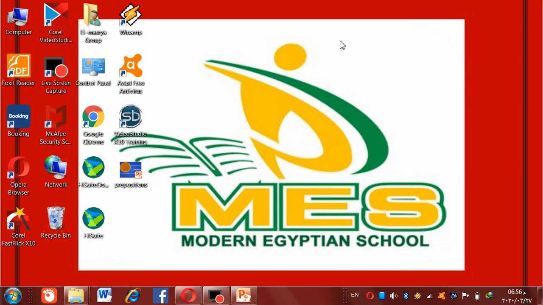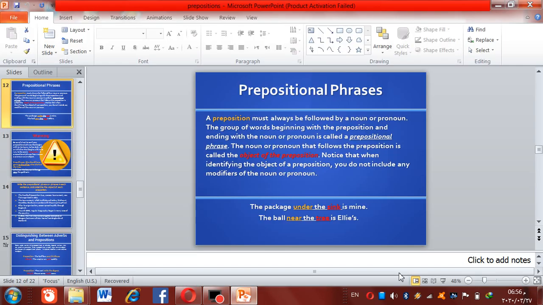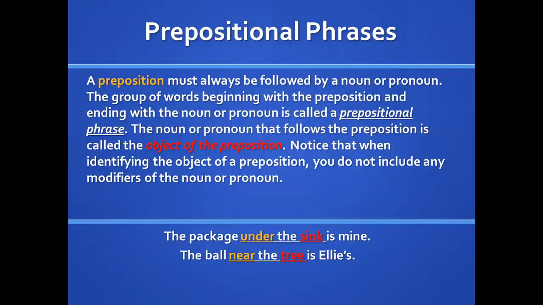Now let's move to the other important part of our lesson today, which is the prepositional phrase. What is the prepositional phrase? We said before the sentence is made out of a group of words, and it's mainly made out of two parts, the subject and the predicate. The subject is the doer of the action, and the predicate is the verb plus what comes after it.